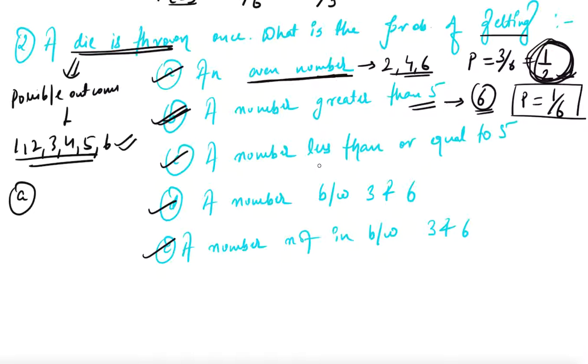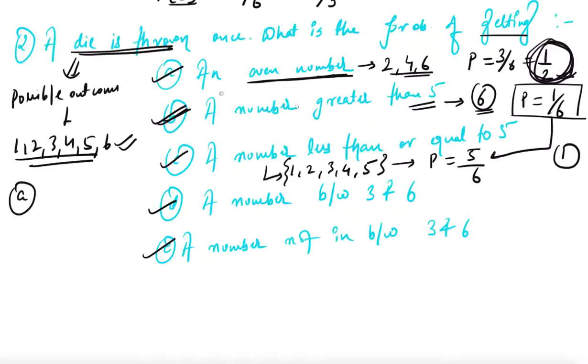Now see the third one. A number less than or equal to 5. If I'm considering a number less than or equal to 5, the possible cases are 1, 2, 3, 4 and 5, because these are the numbers which are either less than or equal to 5. So my possible outcomes are 1, 2, 3, 4 and 5 out of 1, 2, 3, 4, 5 and 6. So the probability is 5 out of 6, that is 5 by 6. Now when you add this and this, you see the value is 1. So I can say that B and C are complementary events. I told you in the previous video that 1 by 6 and 5 by 6, when you add them, are equal to 1.